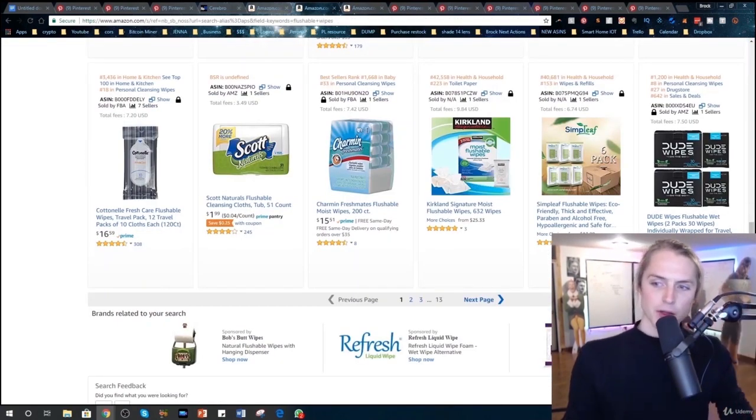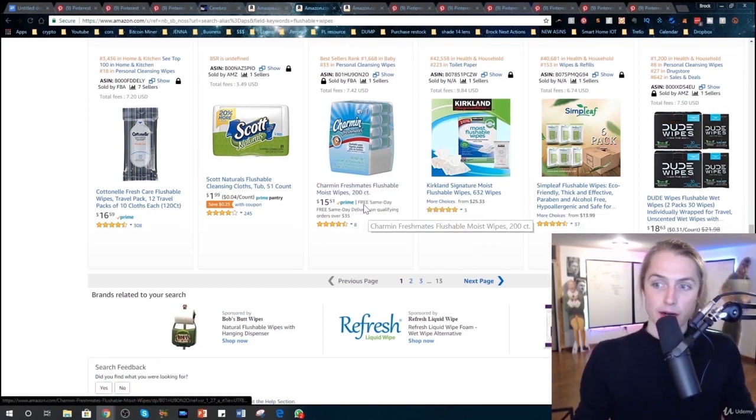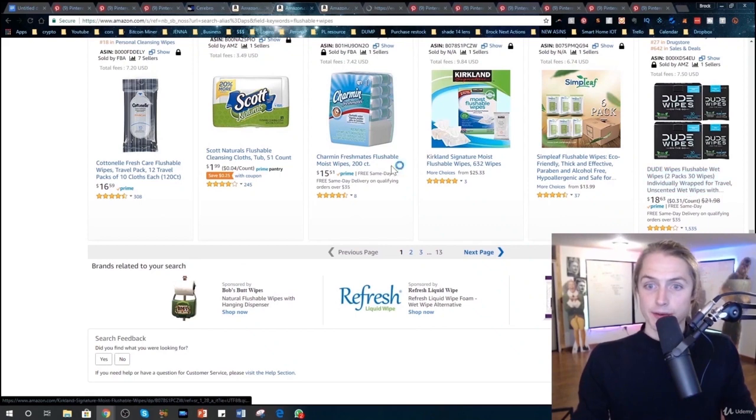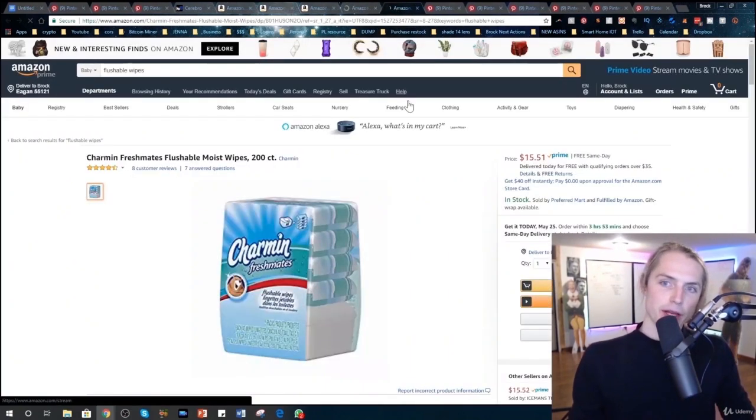Okay, so let's take a look at this. They're selling for $18.63. They're able to charge a crazy premium over everyone else. Look at these. There's Charmin Fresh Mates, 200 wet wipes right there. And then Dude Wipes, $18.63 right there. And what's different? They just made them individually packaged and put a cool story and brand behind it.